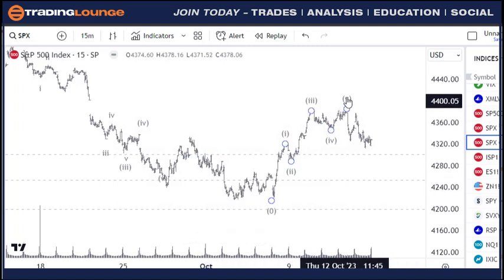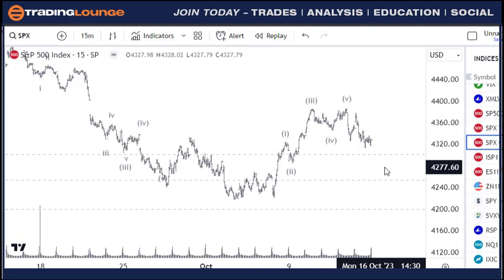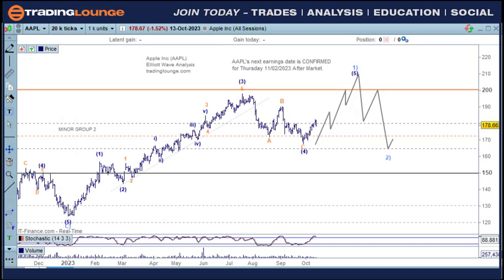We've had this impulse wave up. We want to be a bit patient with this current move that's here. And maybe we can't solve it in the next session, but the following session we should be able to resolve a lot of this.